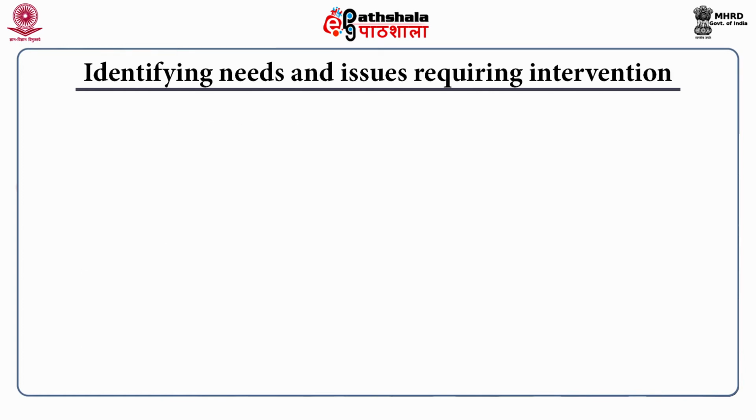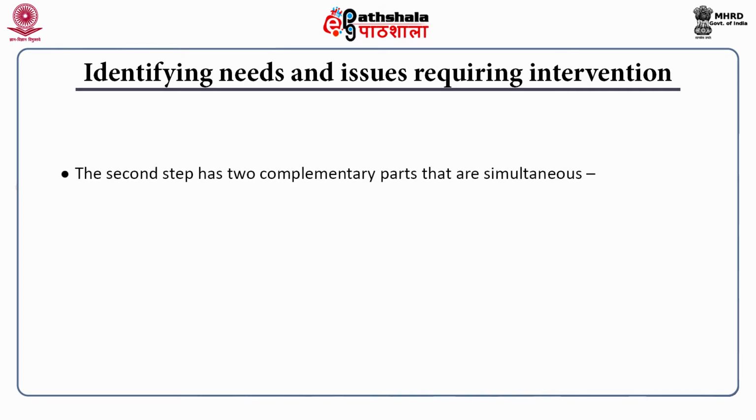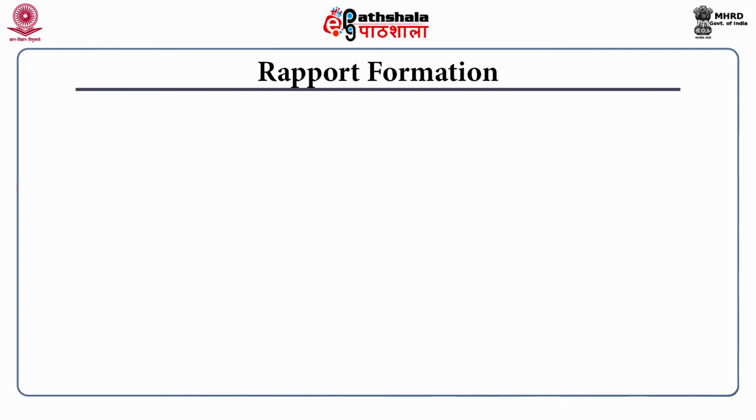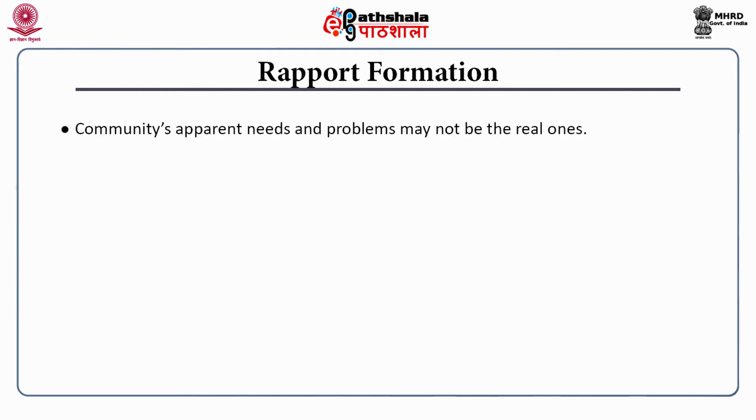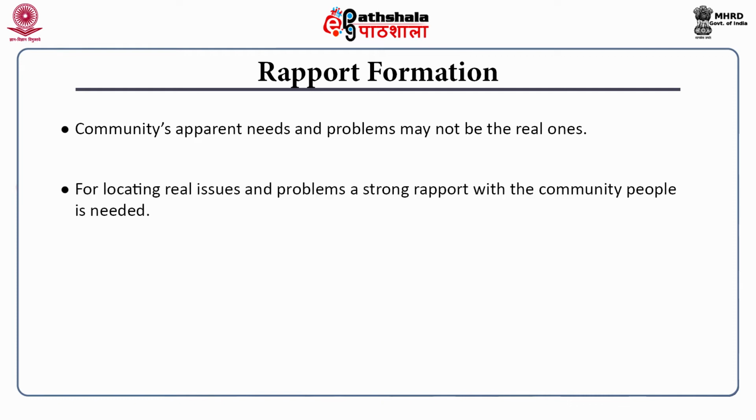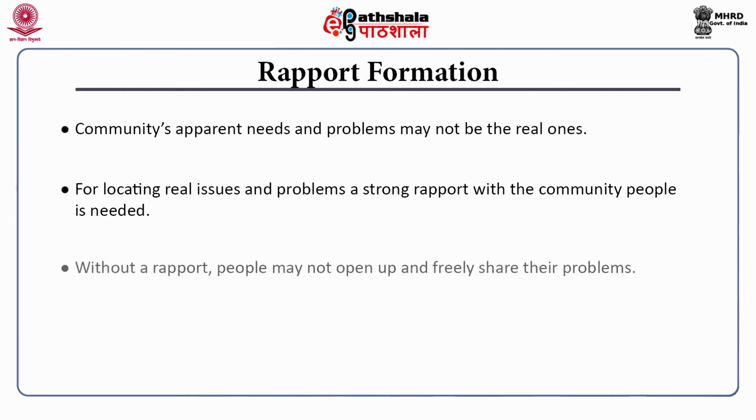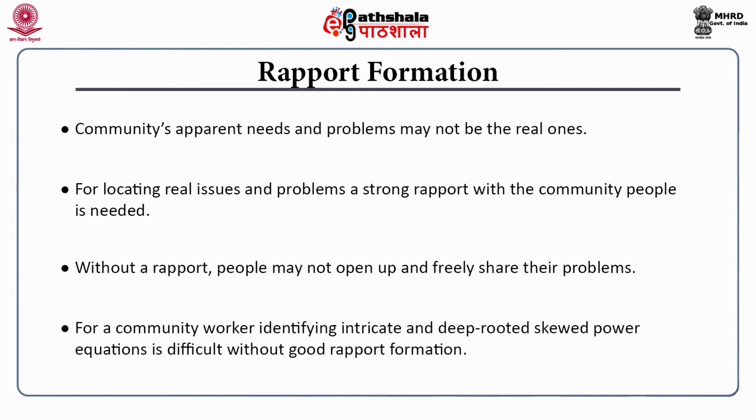Identifying needs and issues requiring intervention. The second step has two complementary parts. They are simultaneous. First is rapport formation and the second is developing community profile. Rapport formation. Communities' apparent needs and problems may not be the real ones. For locating real issues and problems, a strong rapport with the community people is needed. Without a rapport, people may not open up and freely share their problems. For a community worker, identifying intricate and deep-rooted skewed power equations is difficult without good rapport formation.